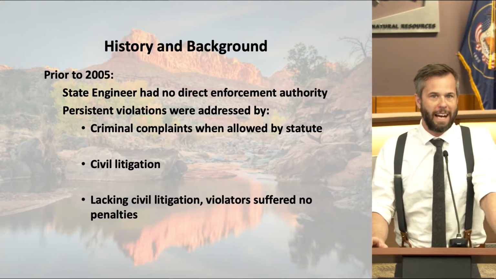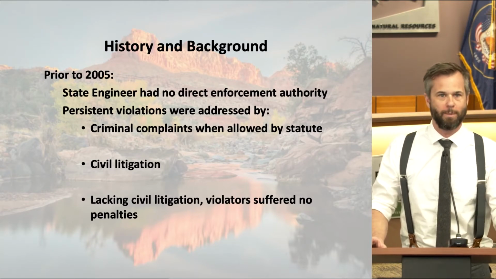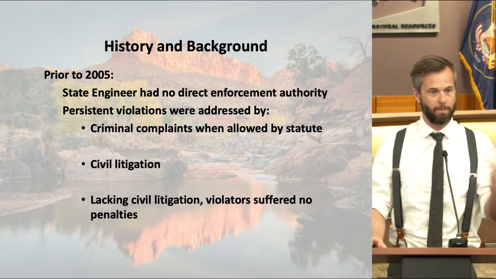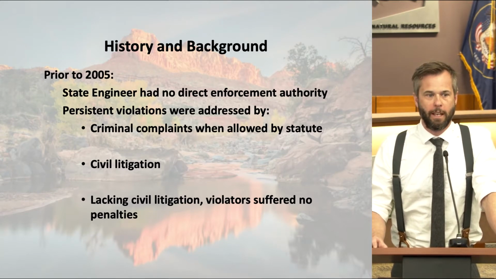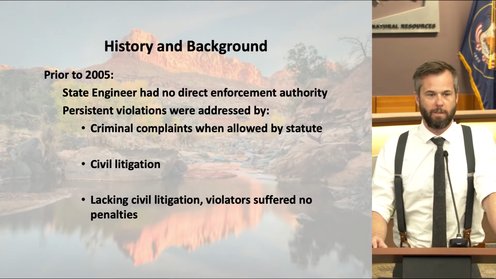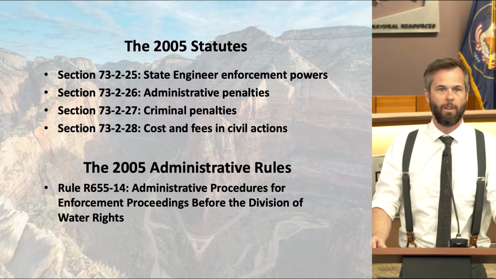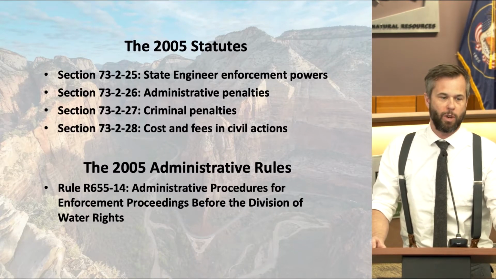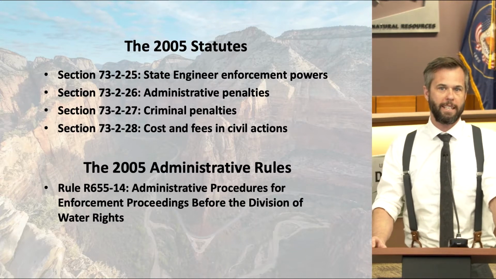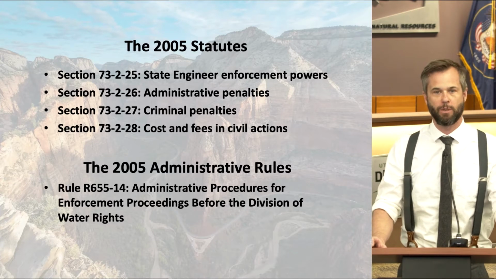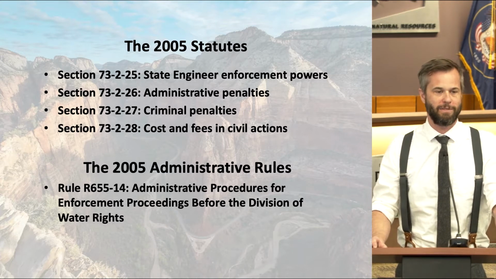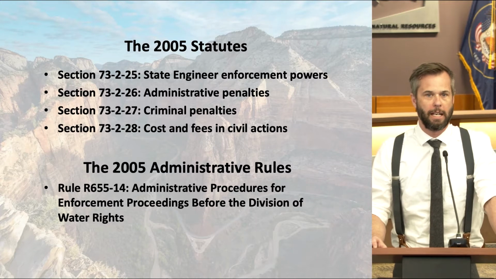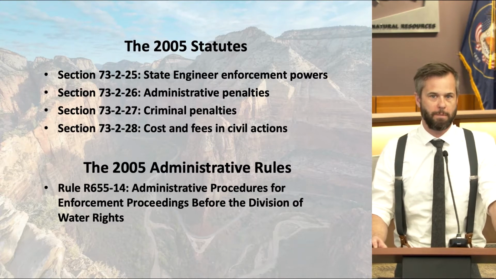So prior to 2005, there were no direct enforcement authorities by the state engineer. Violations were addressed by criminal complaints filed in civil court, followed by civil litigation. And without civil litigation, there were no penalties for violations. In 2005, sections 23 to 25 through 28 were adopted to provide the state engineer with enforcement powers, define criminal penalties, and associate cost and fees in civil actions. Additionally, Administrative Rule 14 was adopted to detail procedures for enforcement proceedings.